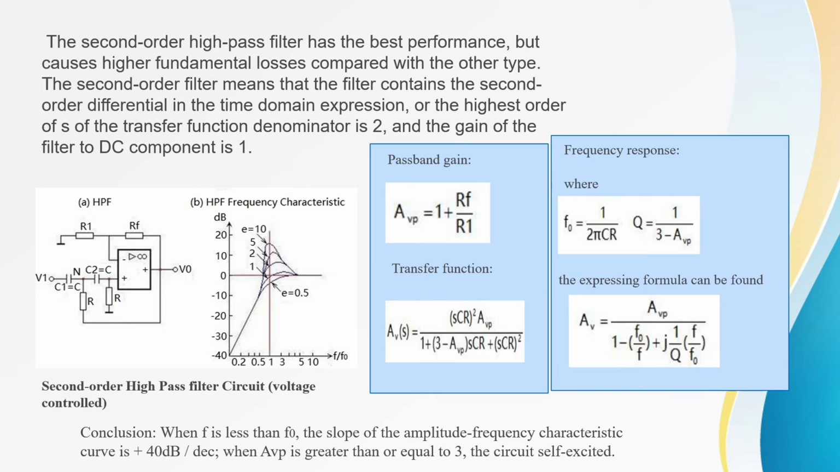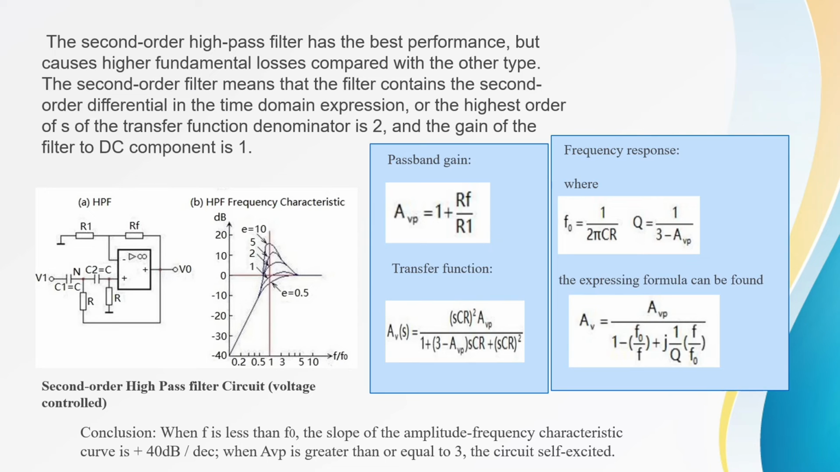Next, the second order high pass filter has the best performance but causes higher fundamental losses compared with the other types. The second order filter means that the filter contains the second order differential in the time domain expressions, or the highest order of s of the transfer function denominator is 2, and the gain of the filter to the DC component is 1. We can see from diagrams A and B, it is a second order high pass filter, voltage controlled. A is the HPF, and B is the HPF frequency characteristic.